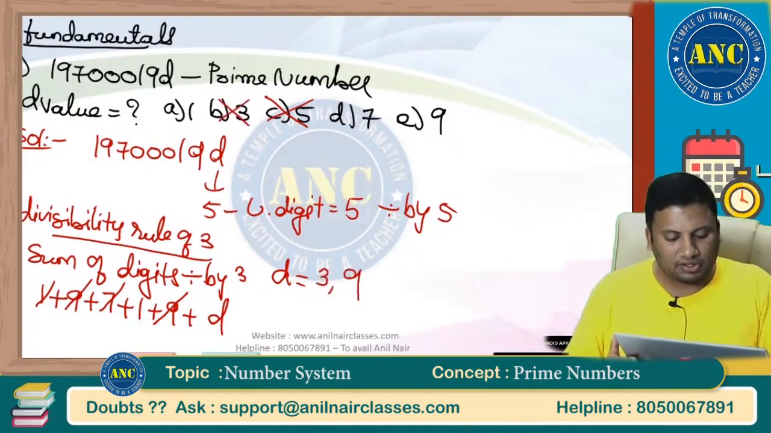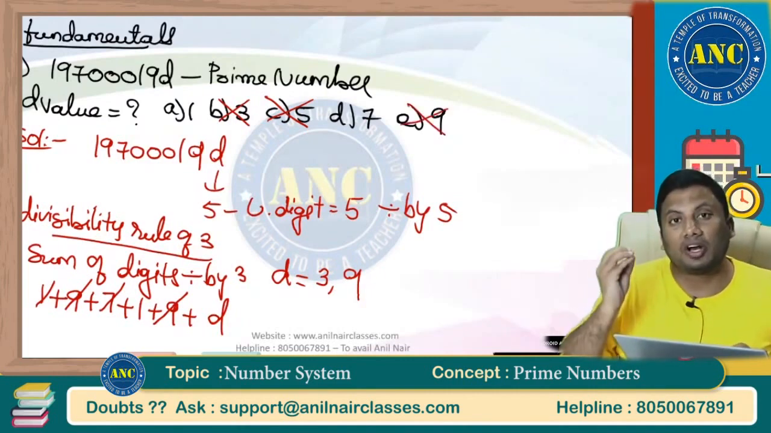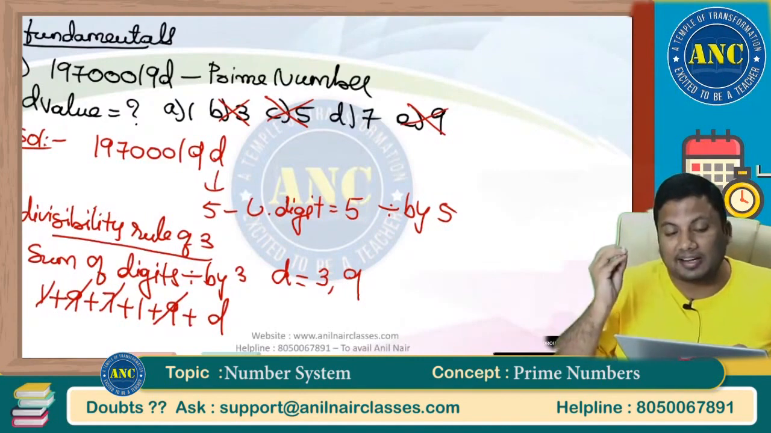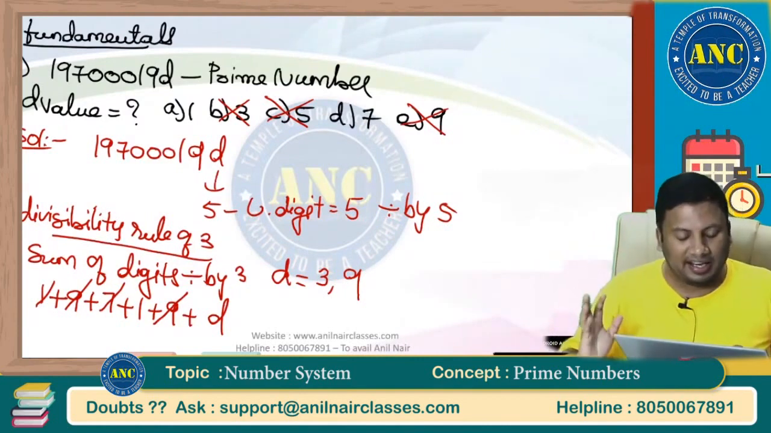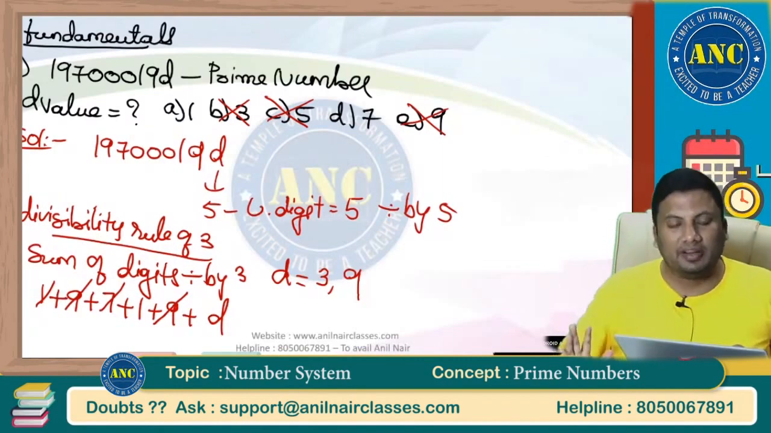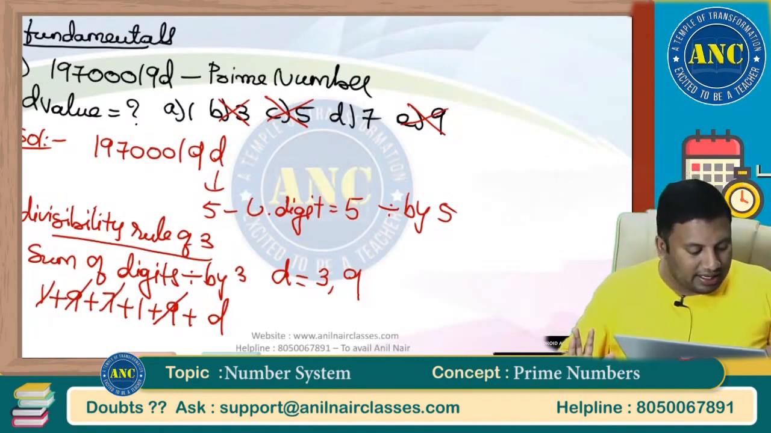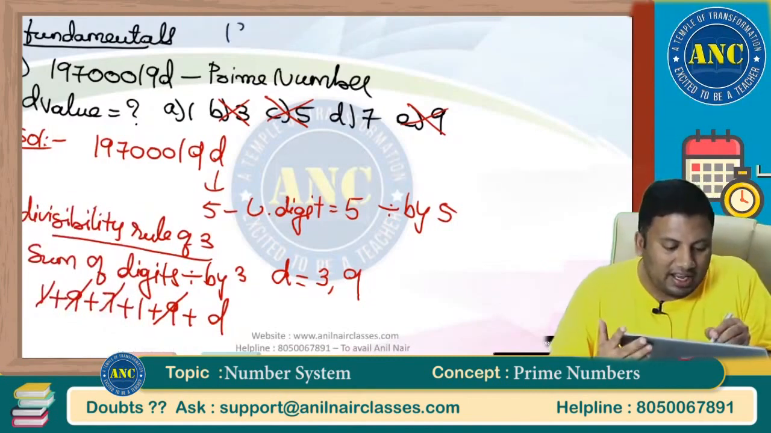These are not possible. 5 is out because if the unit digit is 5, the answer will be divisible by 5. If the unit digit is 3 or 9, the sum of the digits will be divisible by 3. I hope the idea is clear. Now let us take 7. Very, very good question.